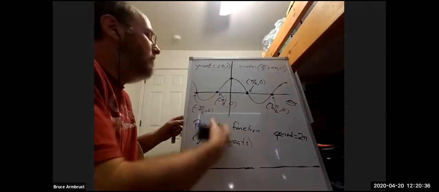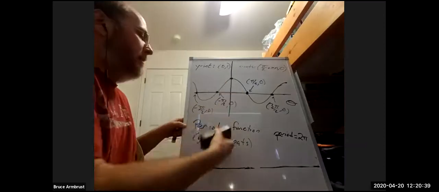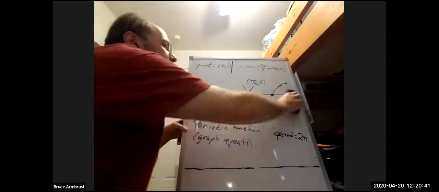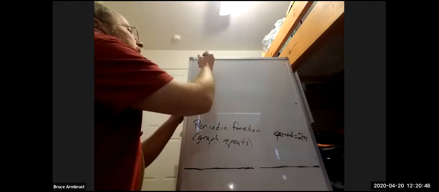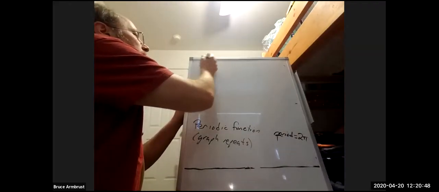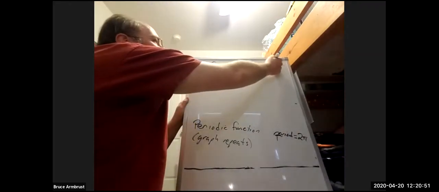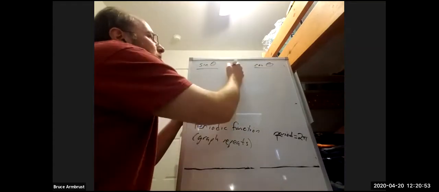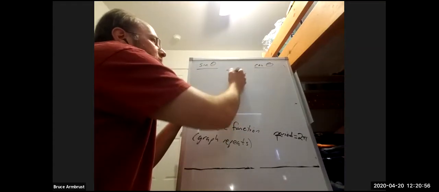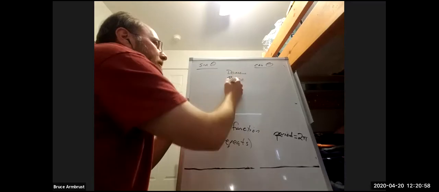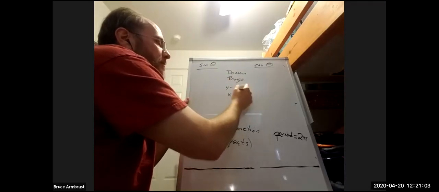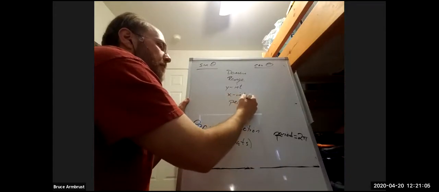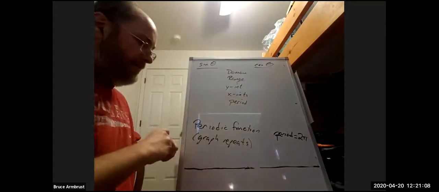So let's make a list of what we're seeing here, the difference with sine and cosine. We're going to have sine of theta and cosine of theta. Let's start with the list of things we had: the domain, the range, the y-intercept, the x-intercepts, and I'm going to put period, because those are the different things that we've talked about so far.